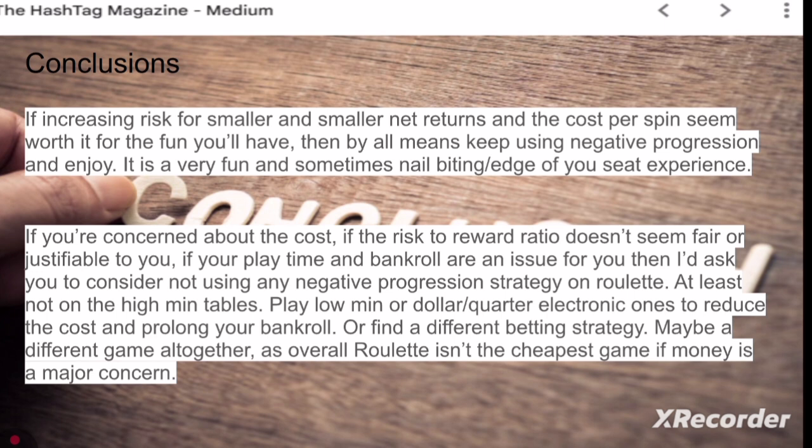At least not at the high minimum tables. Try low minimum tables, use the electronic ones that are for a quarter or a dollar. That'll help you prolong your strategy. Find a different betting strategy that does not require you to chase your losses. And maybe even a different game altogether, because roulette is not a cheap game at a 5.26% house edge. It's not cheap. And if money is a concern for you, then it's definitely going to be a problem.